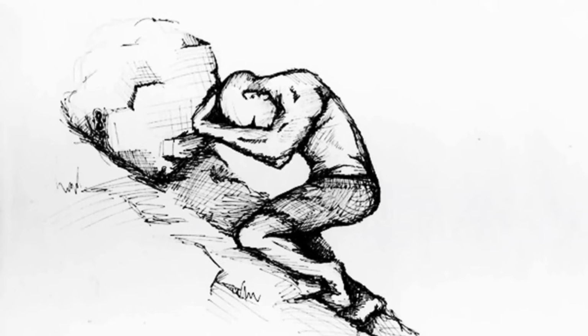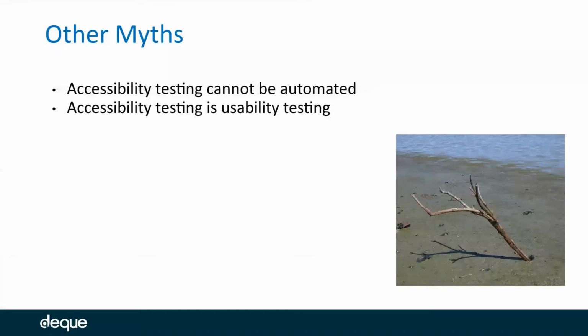And the reason that accessibility testing is viewed as a sort of Sisyphus type work is that often organizations regard accessibility testing as something that has to be manual and that has to involve users. So just like Sisyphus is a myth, I want to introduce you to two myths related to accessibility testing. The first myth is that accessibility testing cannot be automated. It can, and I'll show you how to do that today.